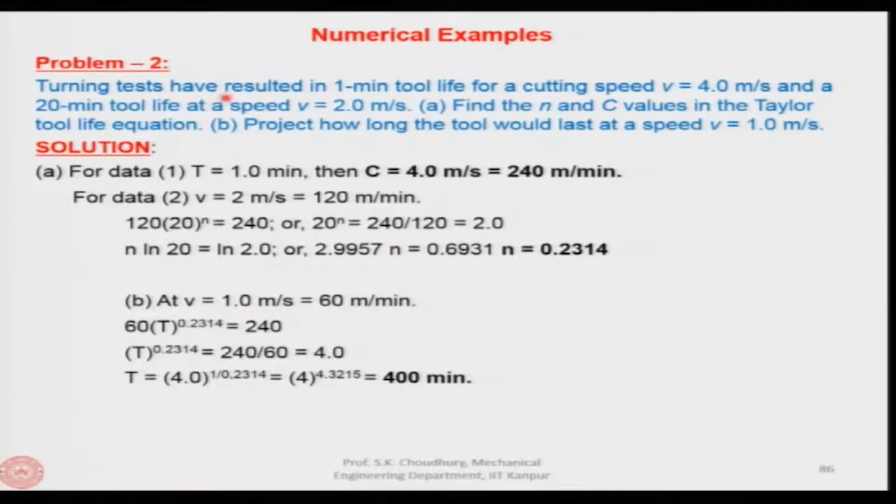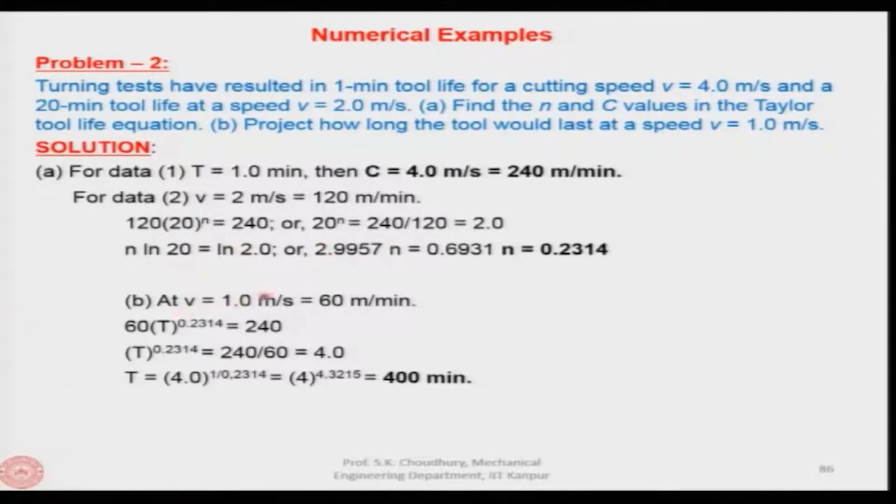Second example is the turning test have resulted in 1 minute tool life for a cutting speed of 4 and 20 minute tool life at a speed of 2 meter per second. Find the n and c values. It is like in the previous case. For data 1 we have the tool life t and then the c is this. For data V is equal to 2 meter per second which is 120 meter per minute, you have the c. So, find out that V t to the power n is equal to this c, alright. So, you find out what is the value of the n from here by solving this equation.